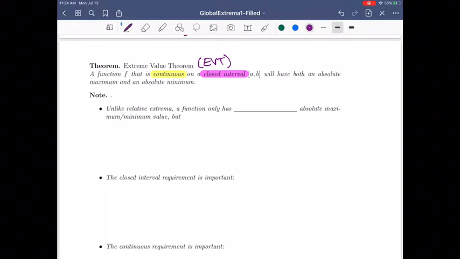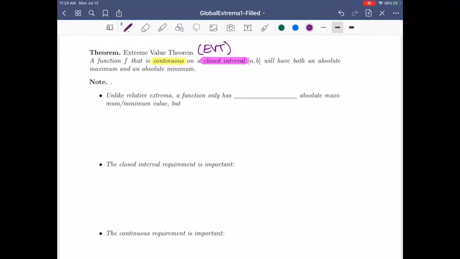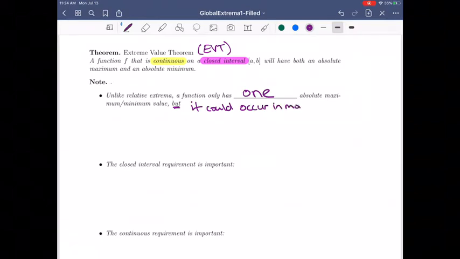Okay, now a few notes. Unlike relative extrema, a function only has one absolute maximum value and one absolute minimum value. Because it's the biggest y value that occurs, or the smallest y value that occurs, there can't be multiple different values. But it could occur in more than one place. So there's only one, but it could occur multiple times.